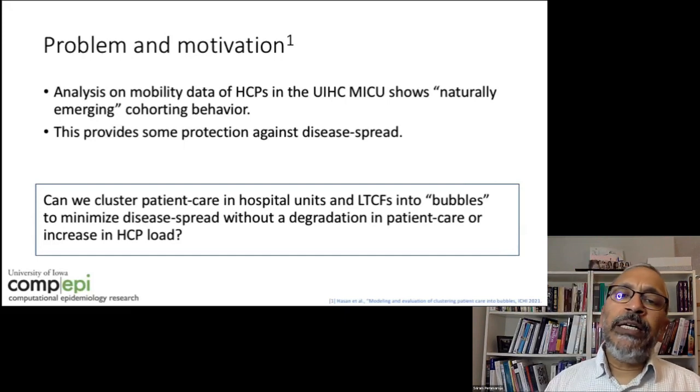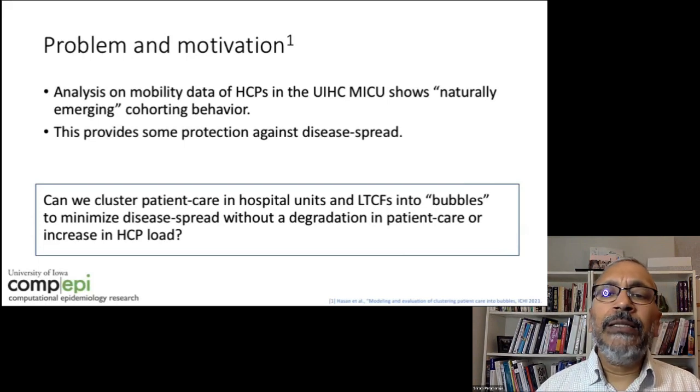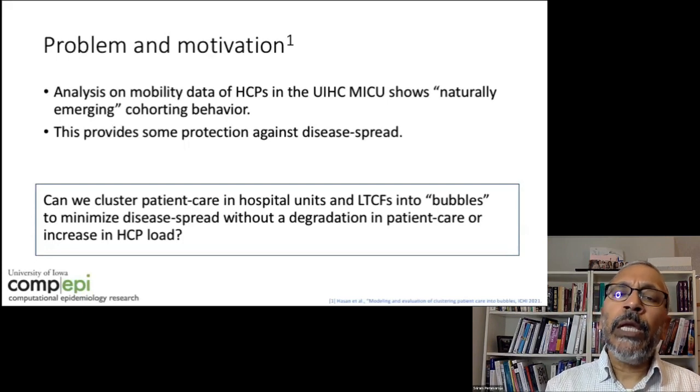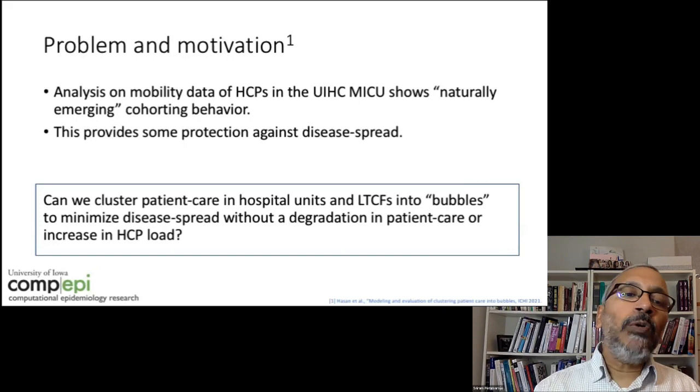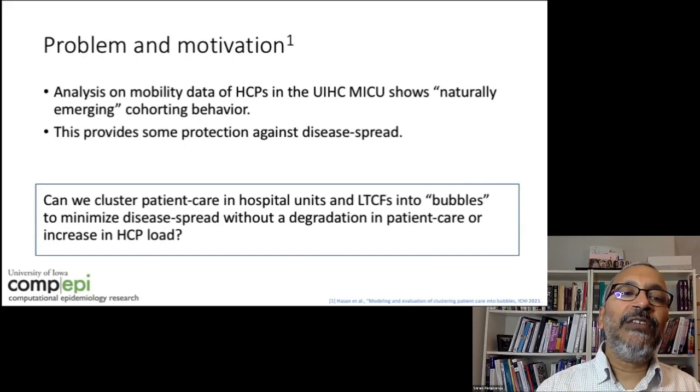And we also did some simulations and came away with the conclusion that this, what we call naturally emerging behavior, is providing some kind of protection against disease spread because there was some clustering and cohorting going on. And this motivated us to ask the question, is this something we could do more deliberately? Could we actually impose a certain kind of cohorting on healthcare professionals?